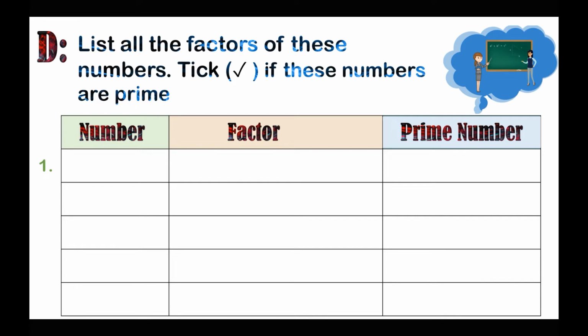List all the factors of these numbers. Tick if these numbers are prime. 1, 7. 2, 18. 3, 29. 4, 41. 5, 57.